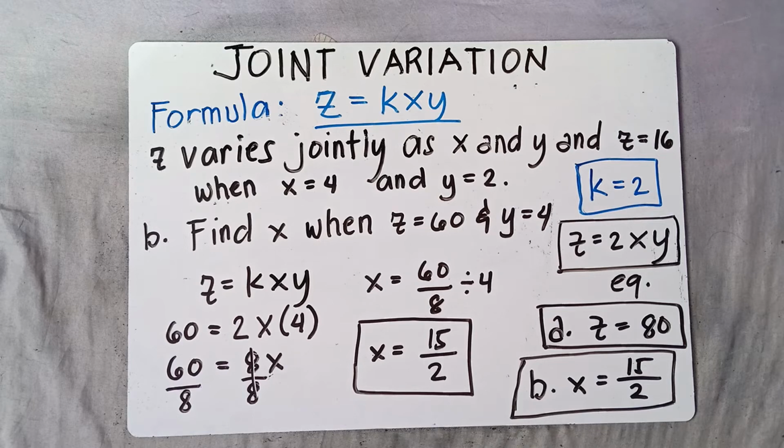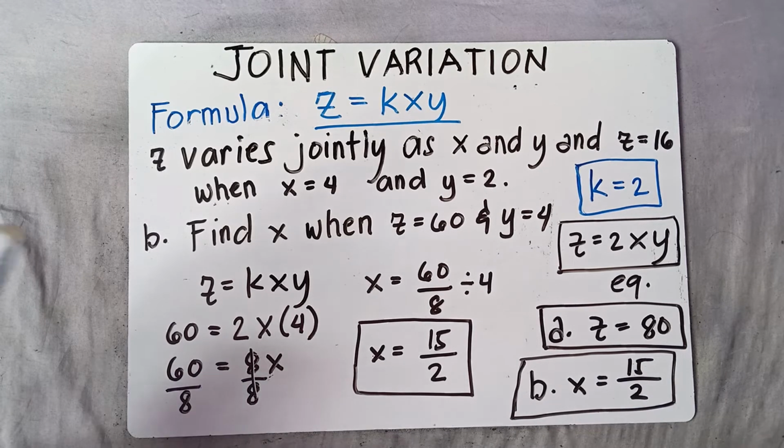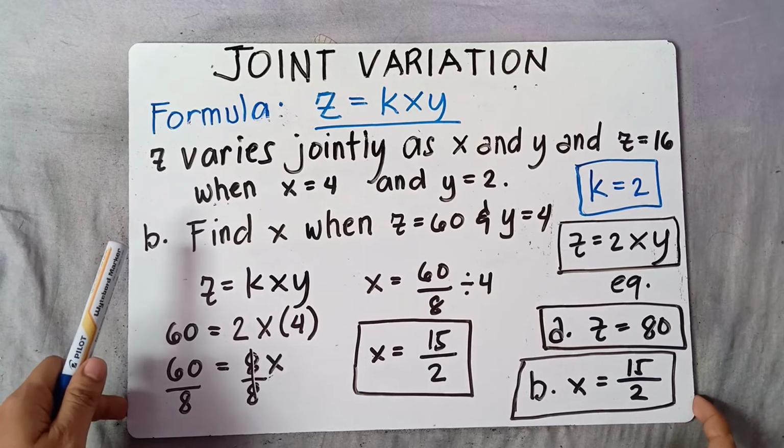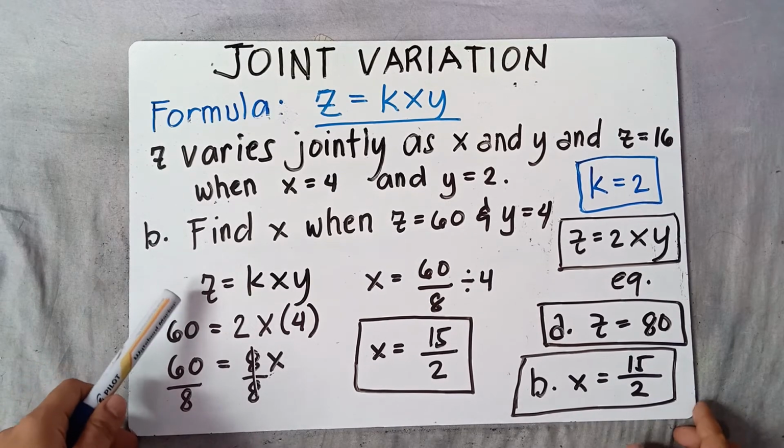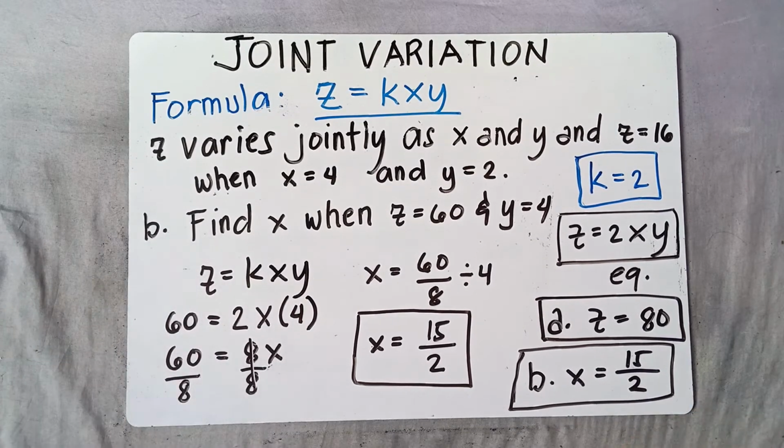Alright, so that's it. That's how to solve joint variation. Let's try one more example for us to really understand this one.